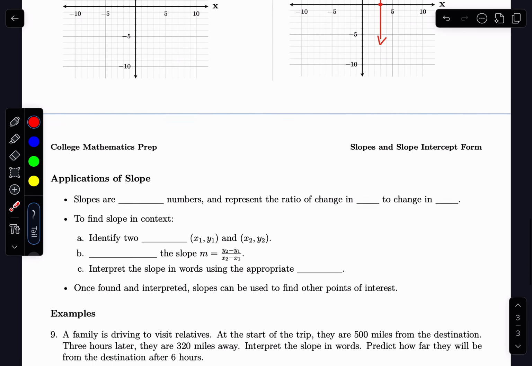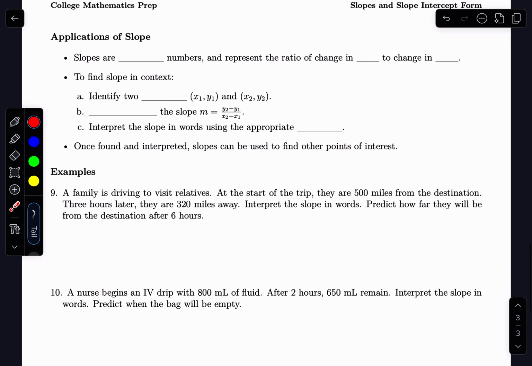All right, now we're going to extrapolate this to a couple applications here. And this is really why this is valuable, is because we can use it in real life to make some informed decisions, or at least to better understand situations that we're in. So we're going to be interpreting slopes now and using them to make some decisions. So slopes in general are constant numbers, meaning they do not change. They're not variables. The slope is always the slope for a linear equation. And they represent the ratio of change in y to change in x.